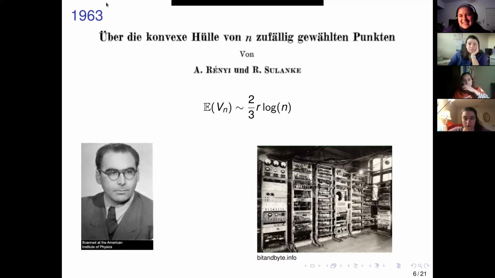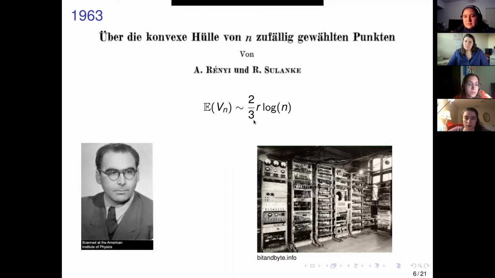And so it wasn't until 1963 that there was a satisfactory answer for the expected number of vertices you get by throwing down n points uniformly at random on a square and taking the convex hull. You would get a v-gon, and what is the expected value of v? The expected value of v turns out to be 2/3 times r times log n. So r, I believe, is the number of sides of the bounding box. When the bounding box is a square, r is 4, so it will be 2/3 times 4 times log n.